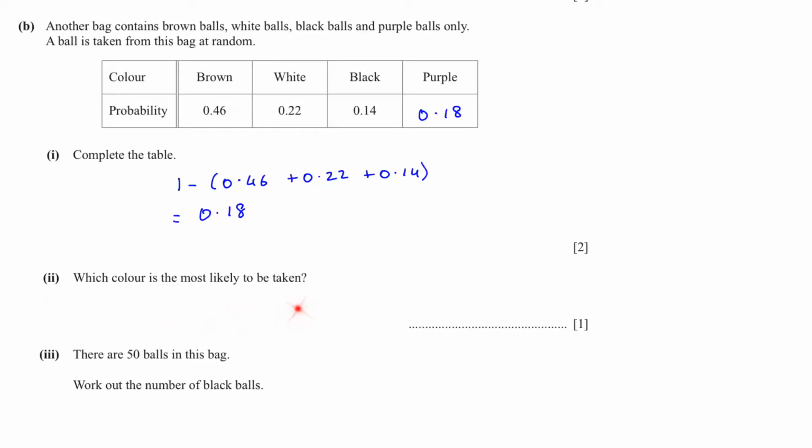Which color is most likely to be taken? What is the highest probability? 0.46, and that is of brown. So that's our answer, brown. B3, there are 50 balls in this bag. Work out the number of black balls. We have to take the probability of black, which is 0.14, and multiply it by 50. And we will get the number of black balls are 7.